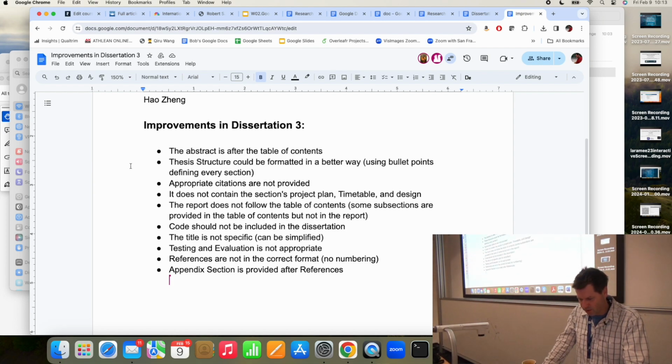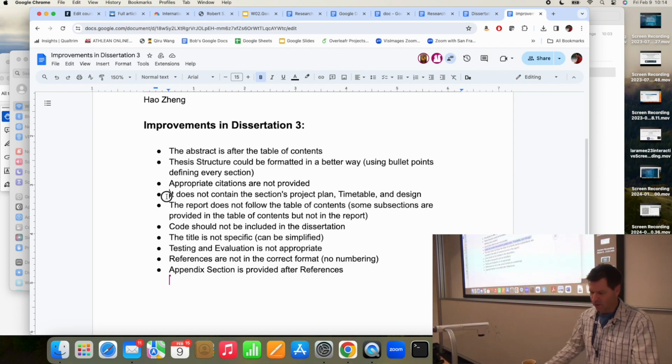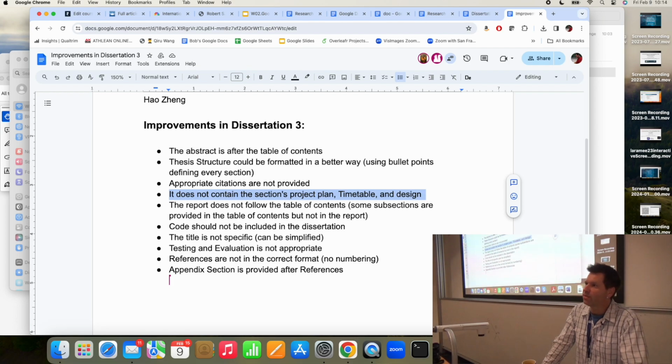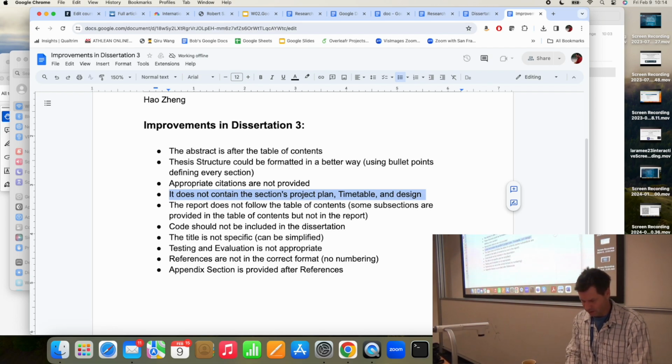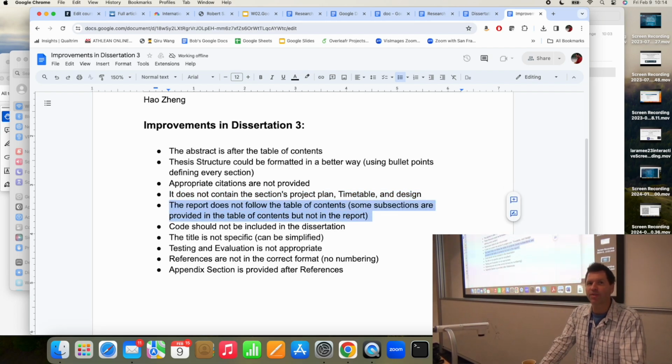Appropriate citations are not provided. That's true. It does not contain the section's project plan. Yes, timetable and design. Good job noticing this, right? It's missing some important subsections, some important content. Yes, that's right. So this is good. That's a good thing to spot. Very good. Good observation.